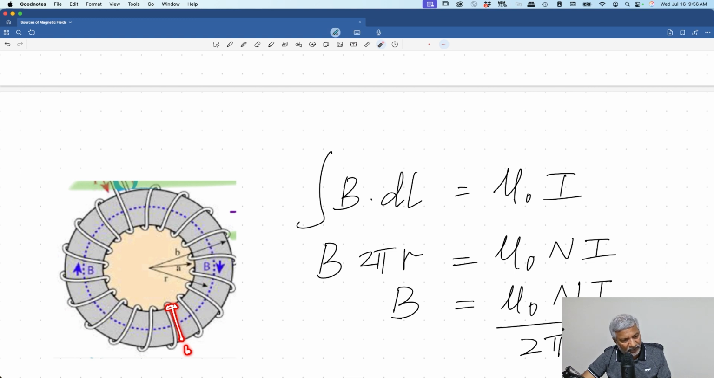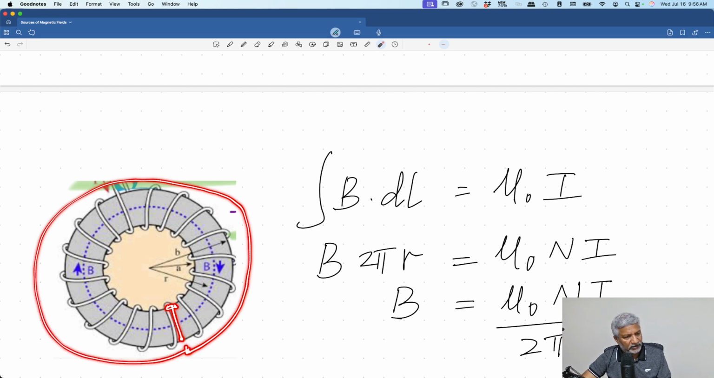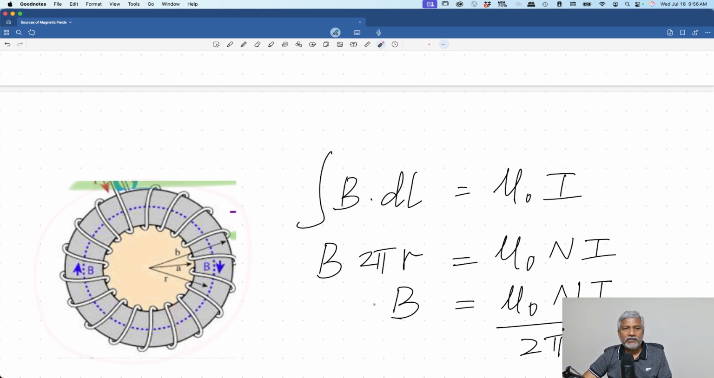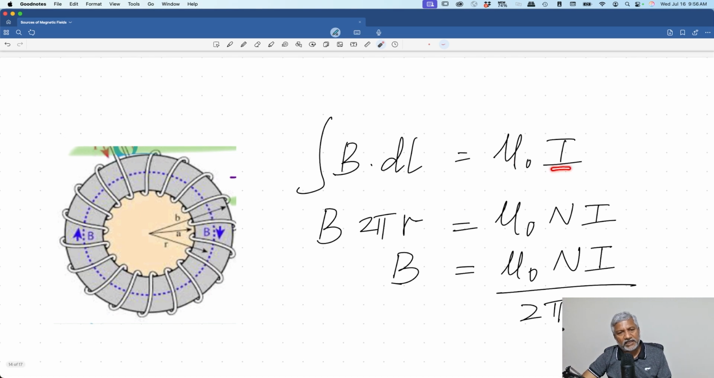Because if it's outside, then you'll have to consider a section here. Look, which means there is no current enclosed because it cancels out. Okay. So it's very simple. This is mu naught times I. Once again, instead of I, you need to have N times I. But this time, N is the total number of turns in the toroid. All right. So that's it.